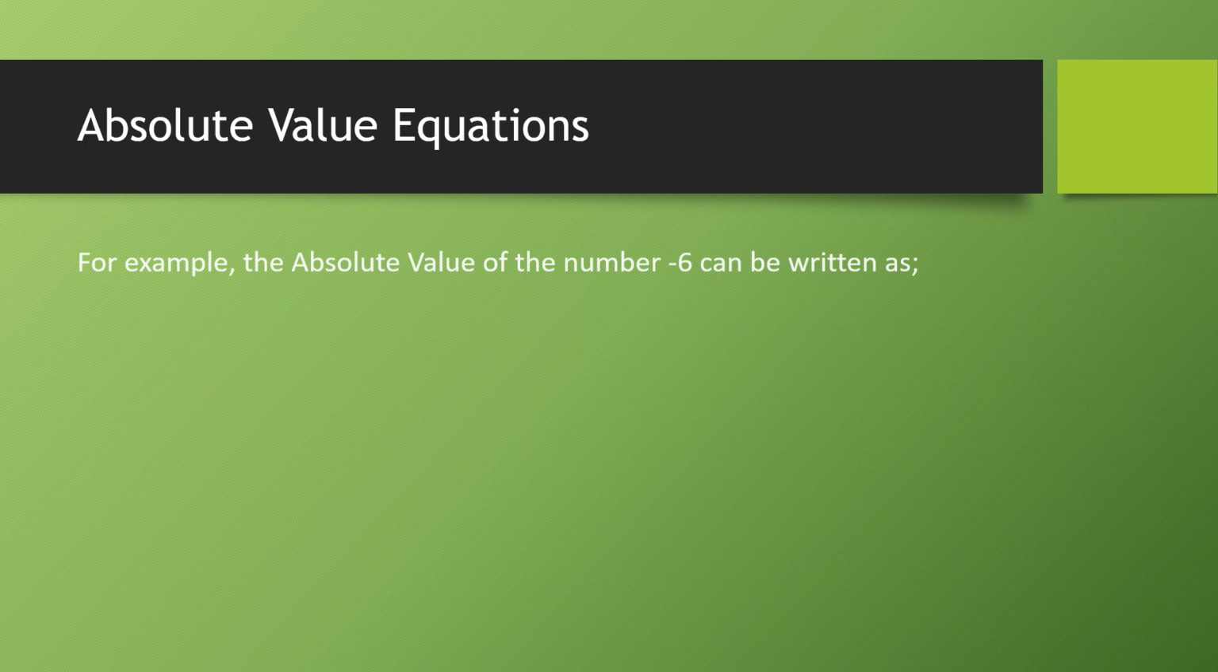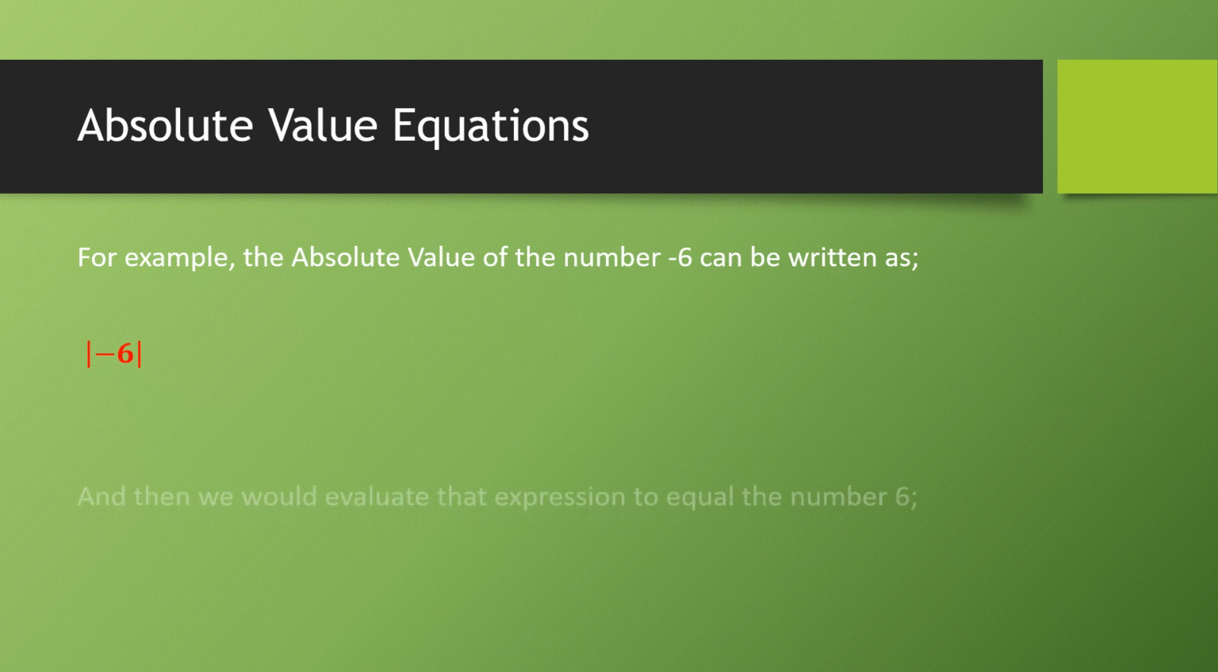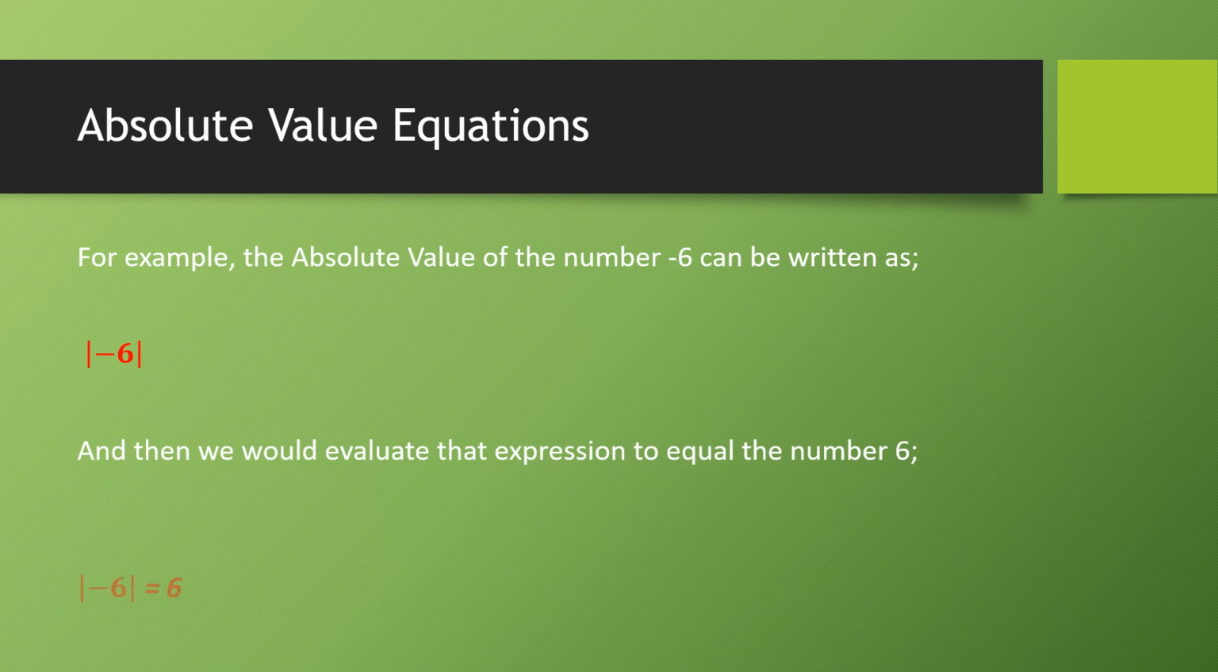For example, the absolute value of the number -6 can be expressed as follows, with the number -6 between two vertical bars. The absolute value of -6, and then we would evaluate that expression to equal the number 6 like this. The absolute value of -6 equals 6.